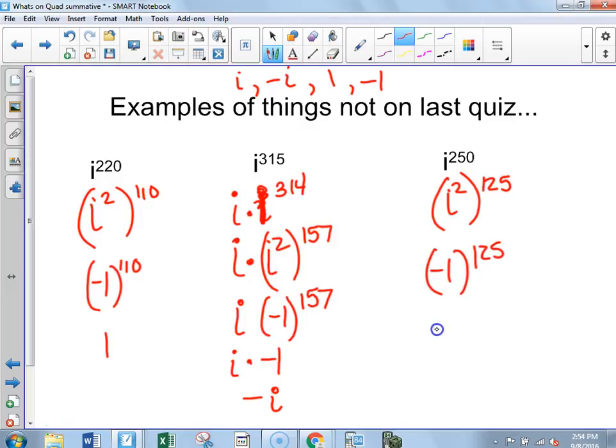That would be -1. Okay, so the only one I don't have as a choice is positive I, and if I'd added one more I on this one, it would have been a positive I, whatever.